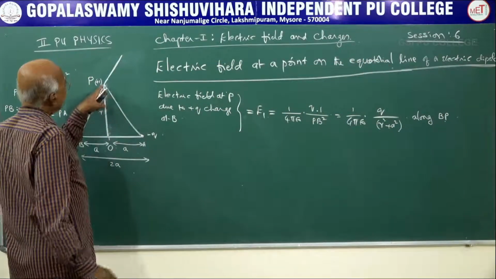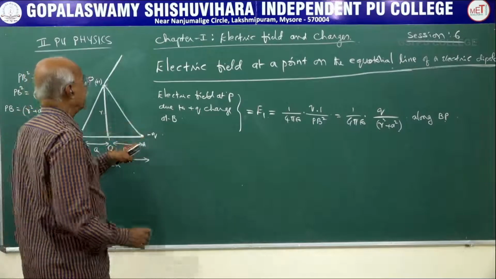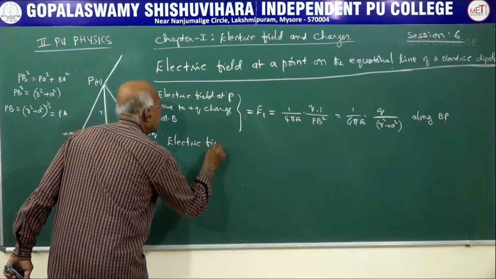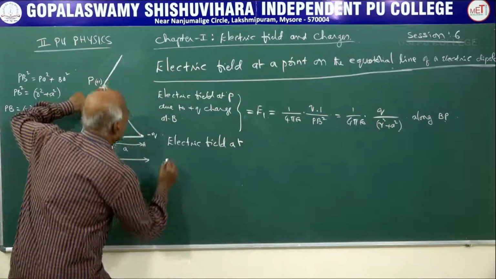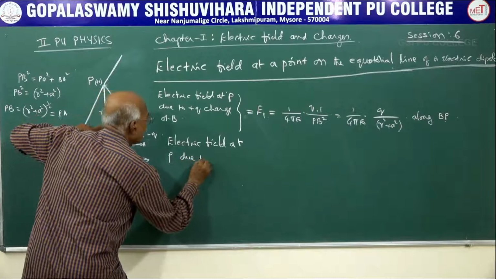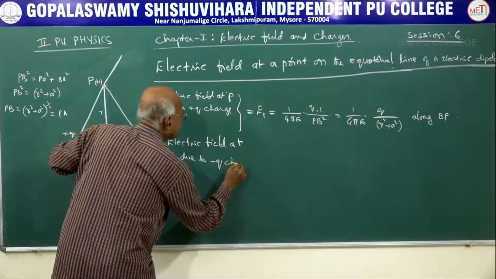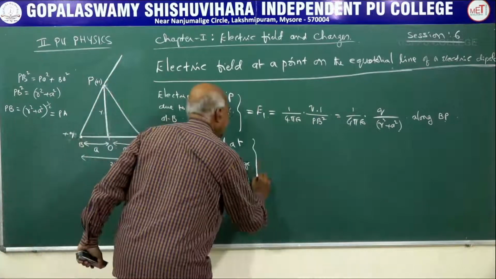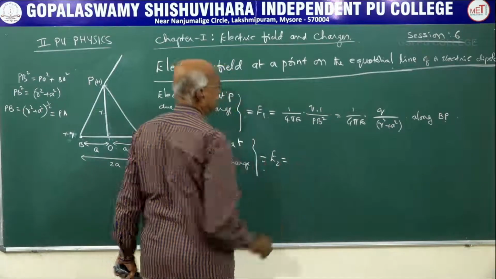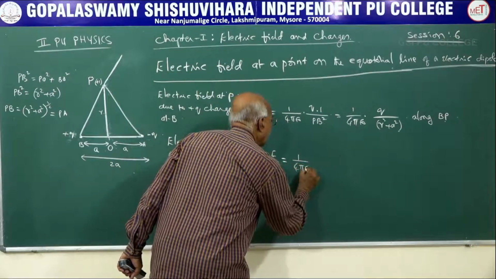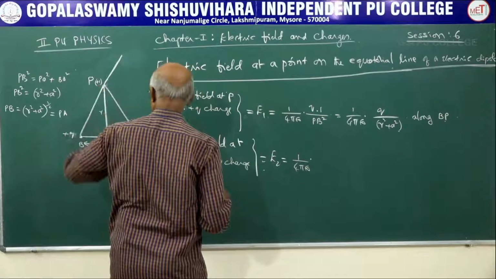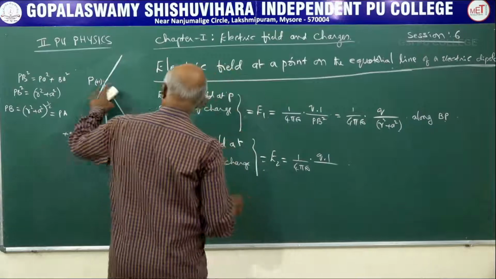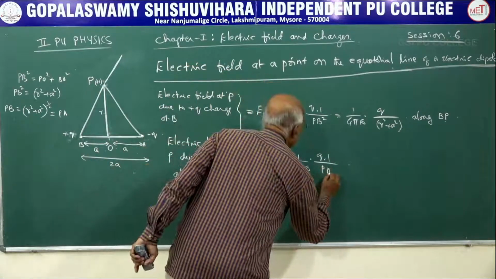Similarly, we will calculate the electric field at this point due to the charge minus Q at A. Electric field at P due to minus Q charge at A. If you calculate, this is equal to E2. This is 1 over 4 pi epsilon naught into the strength of the charge, which is Q, and it is equal to 1. We have taken the magnitude of the charge, and the distance of separation is equal to PA square.